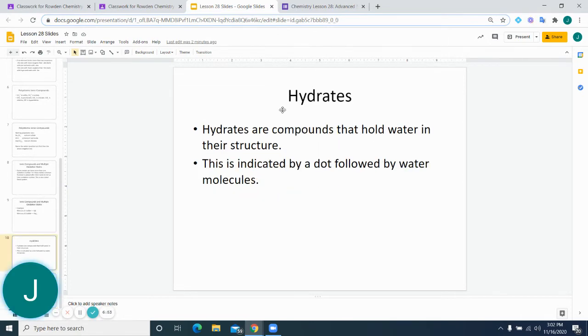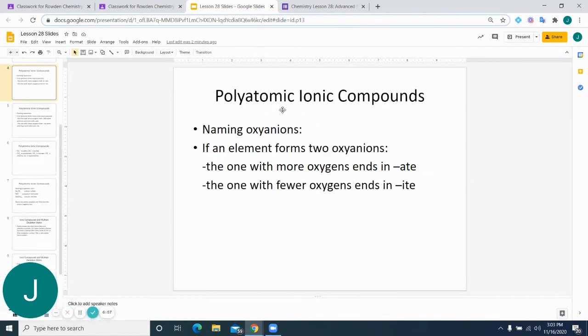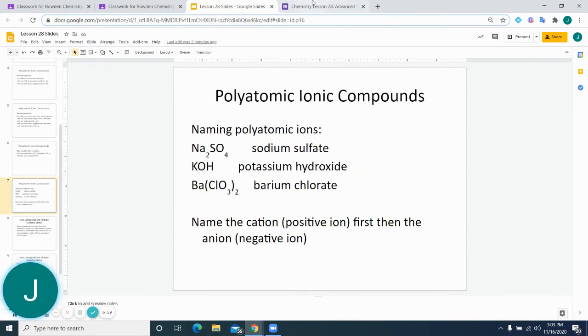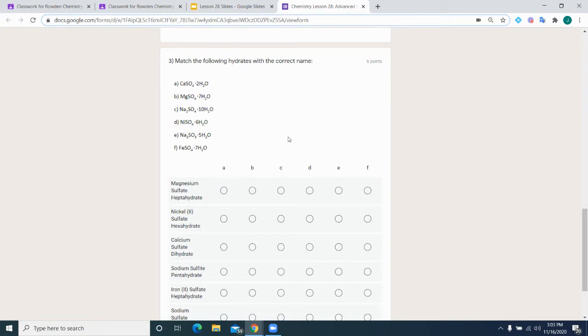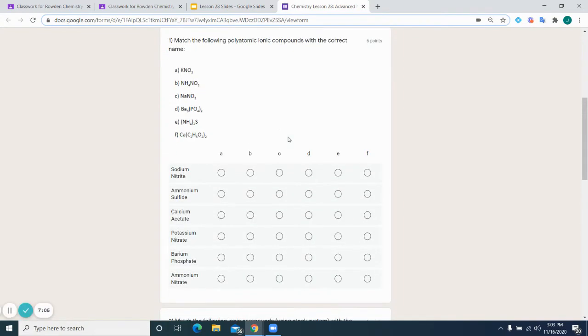All right, so we have polyatomic, we have stock system, and we have hydrates. You can go back and look through the slide if you need to, but I want you to press pause. I want you to try all of these and then press play, and I'll go through them with you. So press pause, try all these problems, and then press play, and I'll go over it.